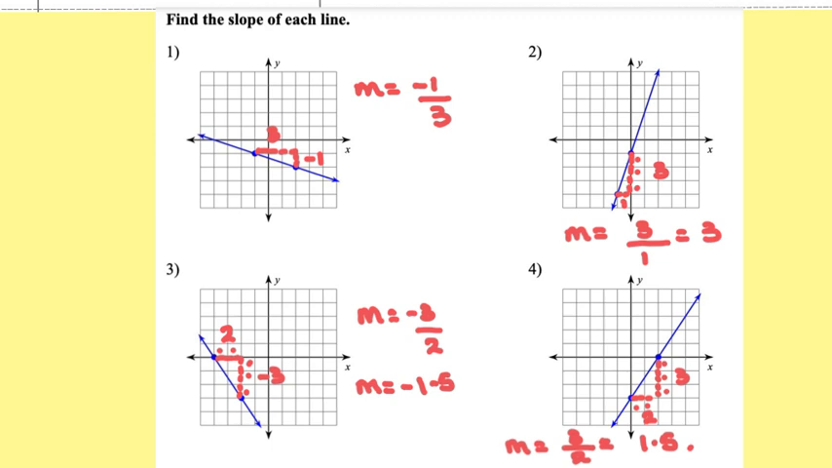A quick way that you can remember whether it is positive or negative: a positive gradient goes from bottom left to top right, and a negative gradient goes from top left to bottom right.